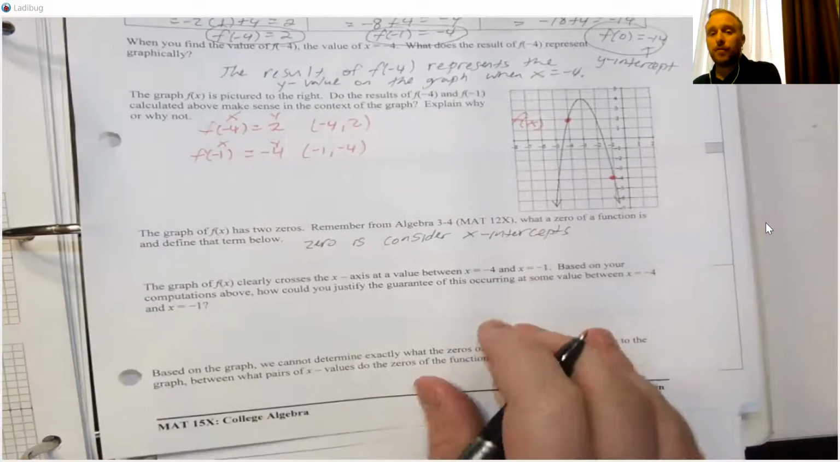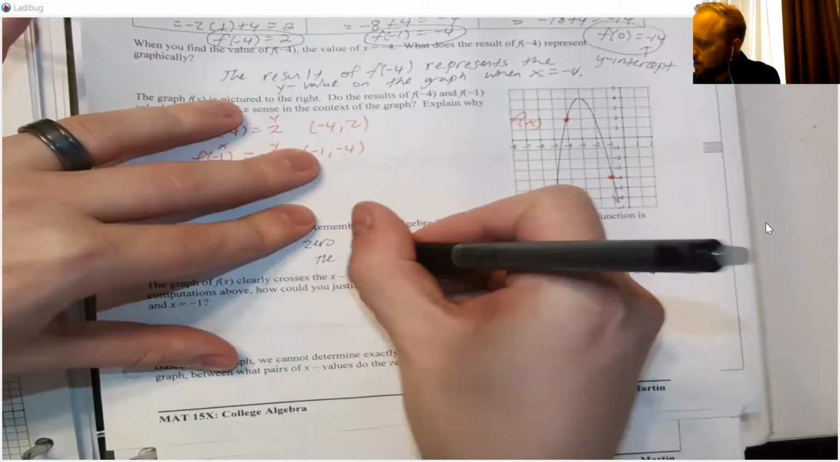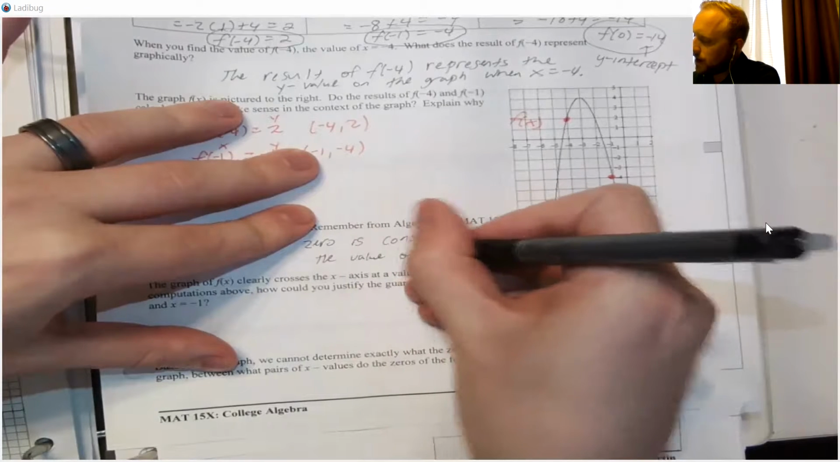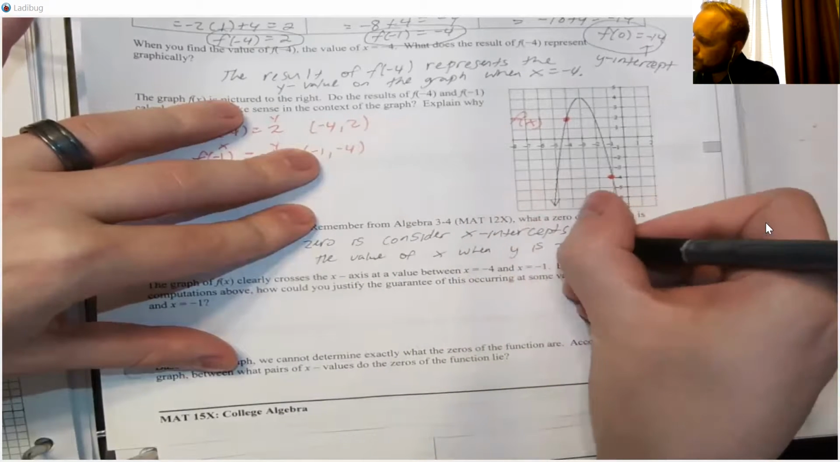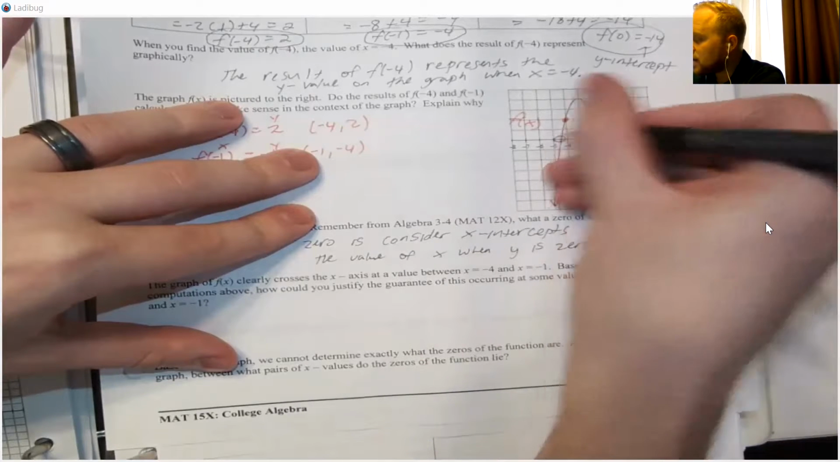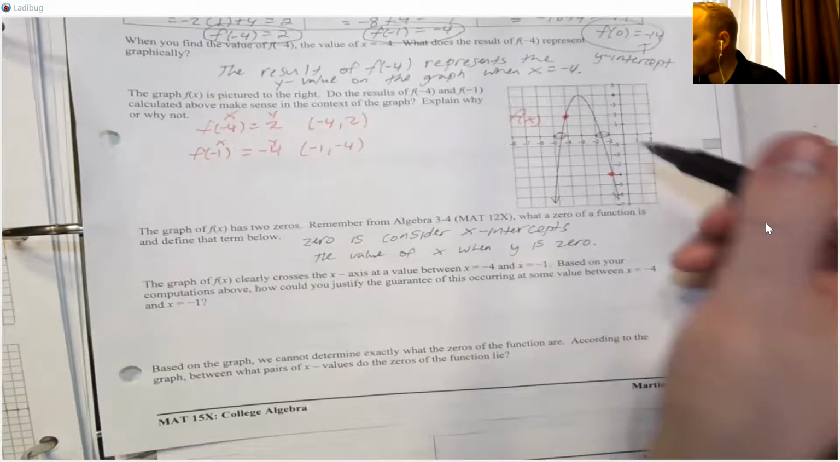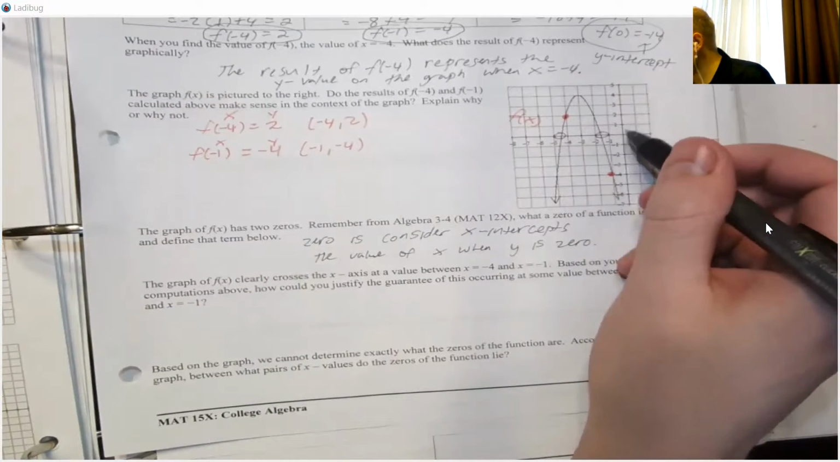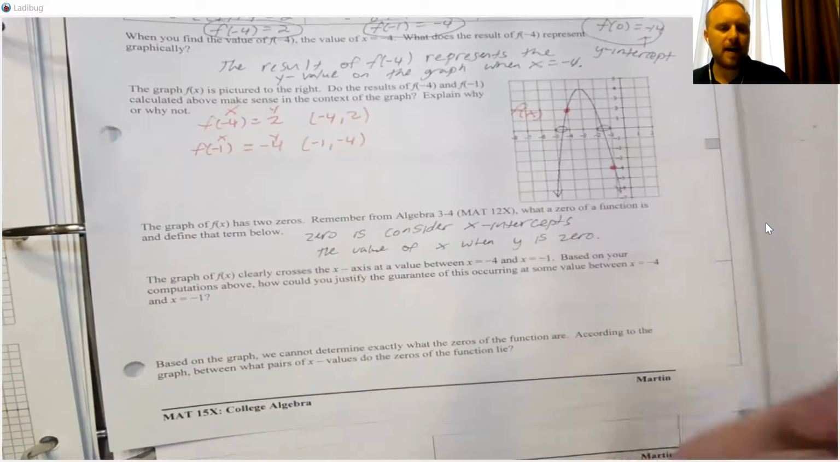Okay, so we're looking for any x-intercepts. Those are values of x, the value of x when y is 0. So we're looking here where it crosses the x-axis. It crosses there and there. So those values are in between; our first x-intercept is in between -1 and -2, and the other is between -4 and -5.